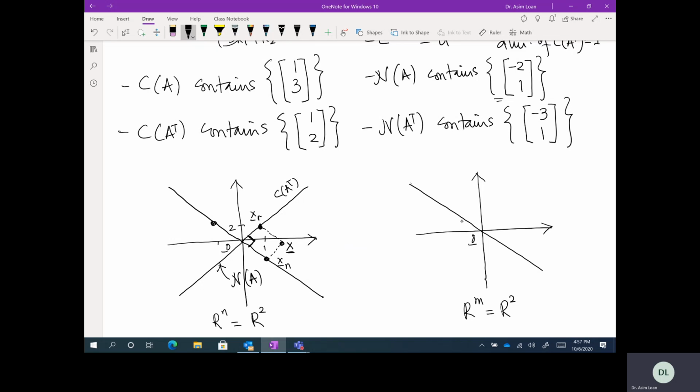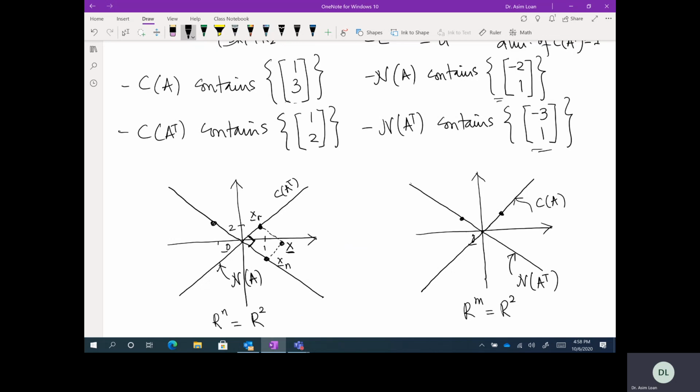So this is minus 2 and 1 somewhere over here. This is minus 3 and 1, so x is minus 3 and 1. This is the null space of A transpose. The only one left is the column space, which is 1 and 3, a positive thing here. This is the column space of A, so all multiples go there.